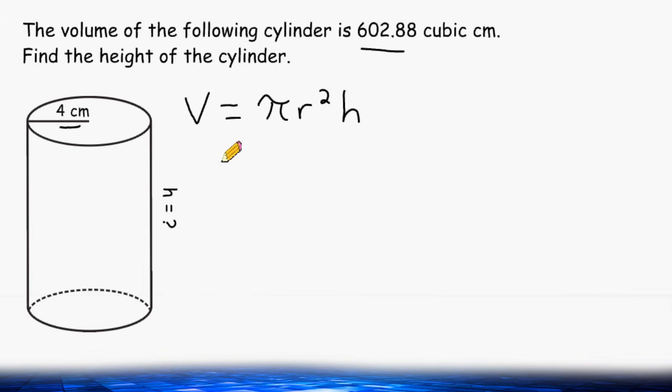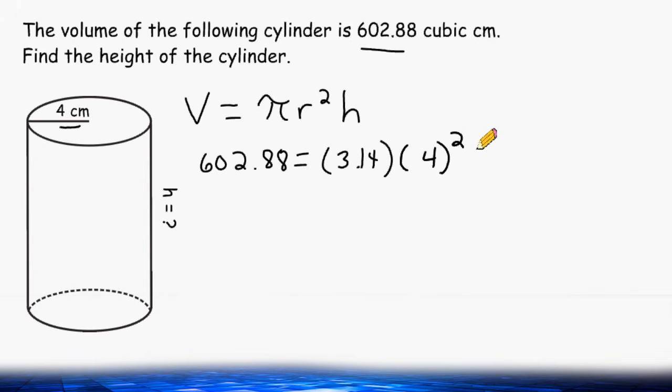So first, let's substitute the value V, which is volume, with 602.88. And we will substitute the value of pi with 3.14. And we are going to substitute the radius with 4. That has to be squared. And we don't know what the height is yet, so we just write the letter H.